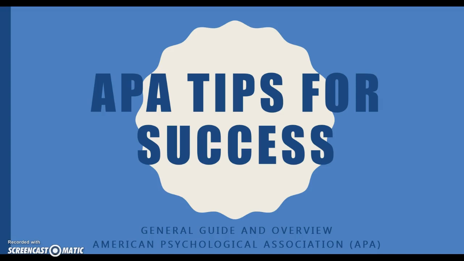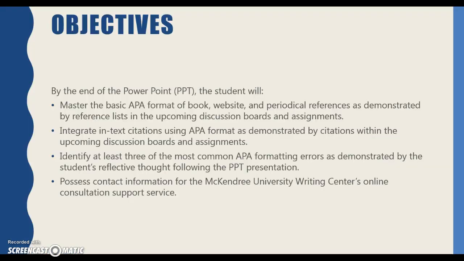And what we're going to do today is basically look at basic APA formats. So we're going to be looking at the different types of references. We're going to be looking at book, website, and periodical references. We're also going to be looking at in-text citations, and we're going to go through some of the most common APA formatting challenges that I experience when I'm doing grading to help you bypass some of those challenges.